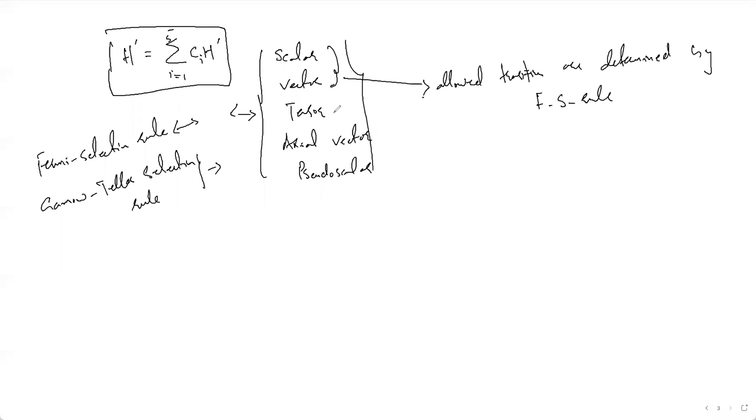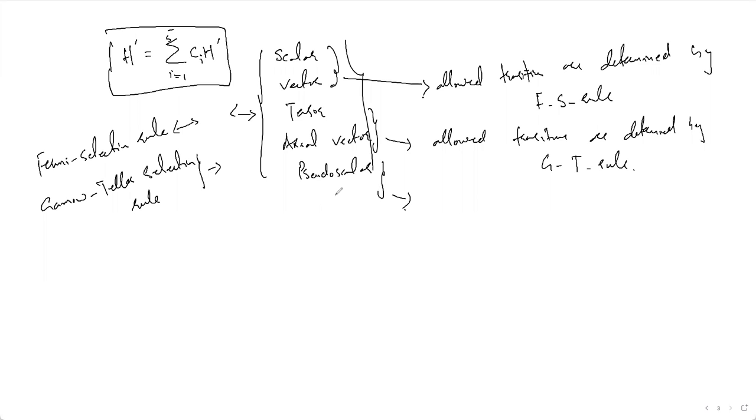Whereas for tensor and axial vector, the allowed transitions are determined by the Gamow-Teller selection rule that I have written here. Whereas the pseudo scalar is not suitable for describing allowed transitions, because in this case only such transitions are possible for which delta J is 0 and the parity changes. So this is not considered in this whole process.